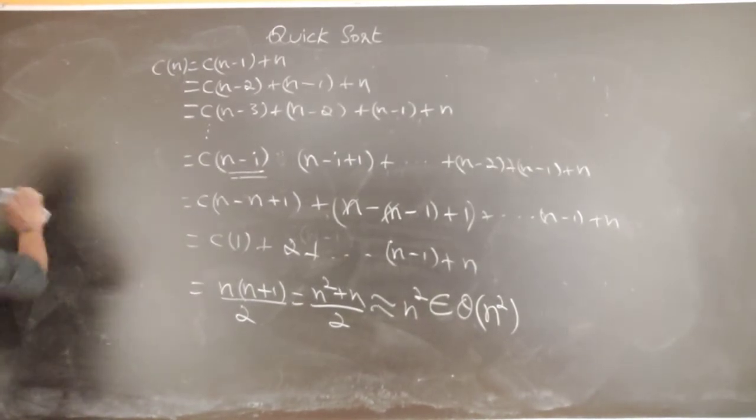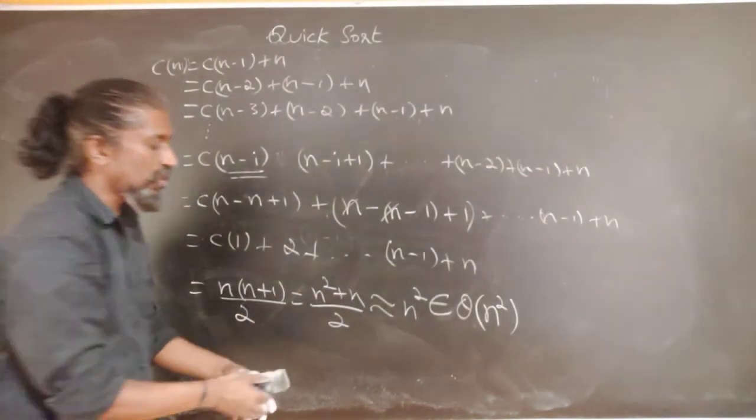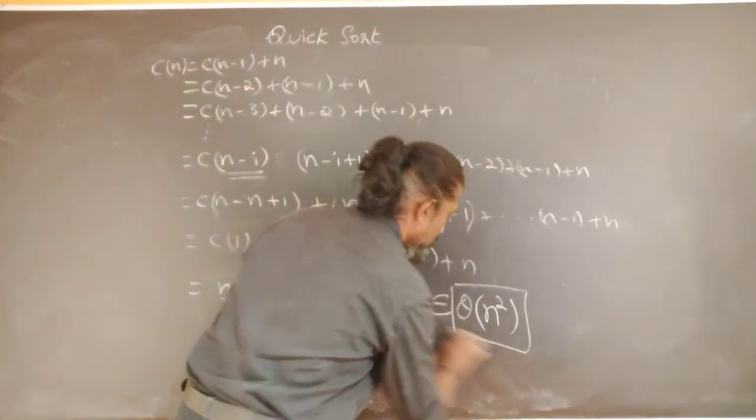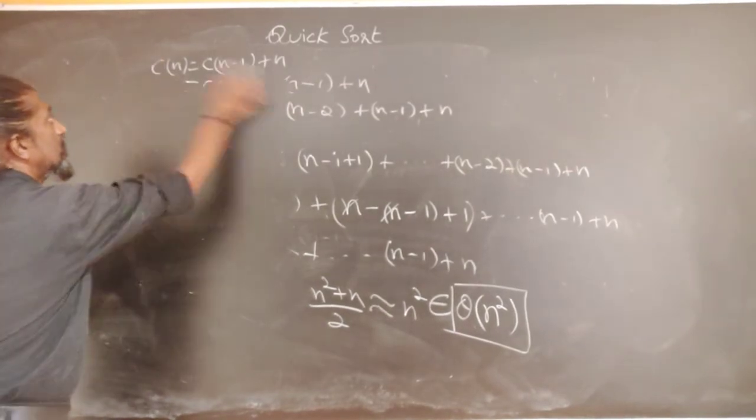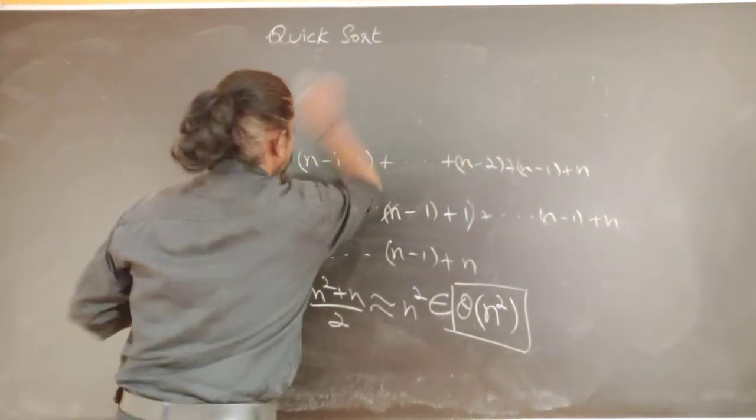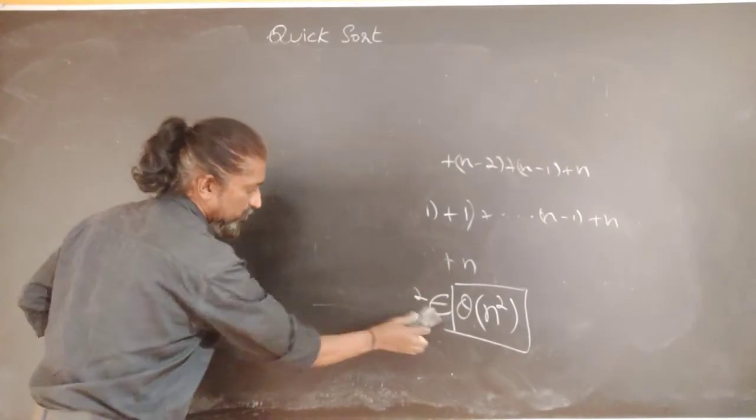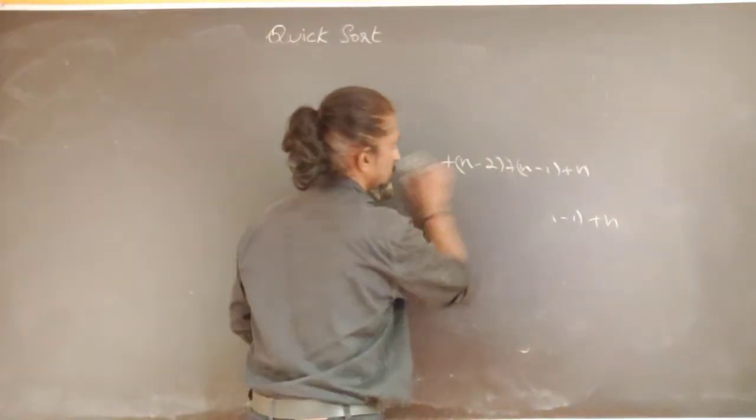So the worst case of the quicksort algorithm is quadratic. It belongs to the order of growth of n squared. Okay, so the worst case efficiency of quicksort is not good. It is a quadratic algorithm in the worst case.